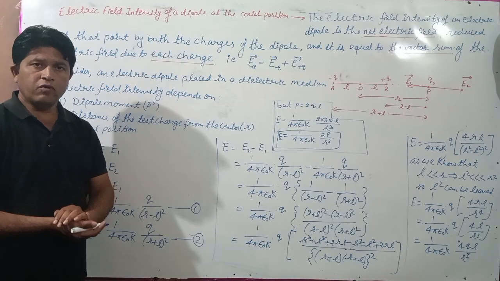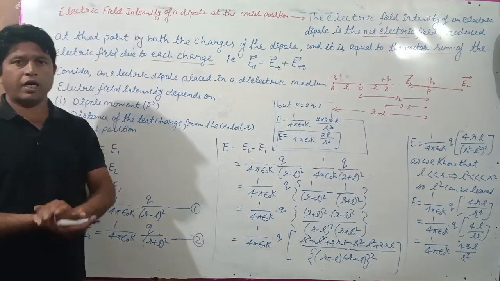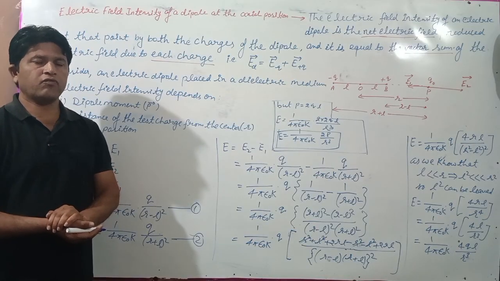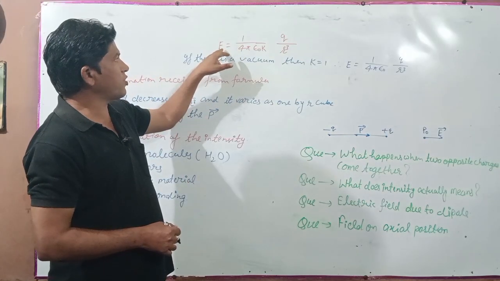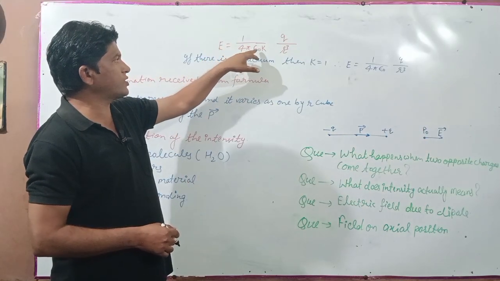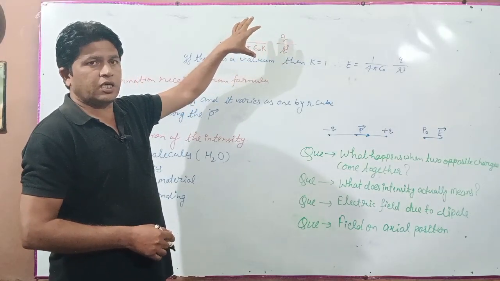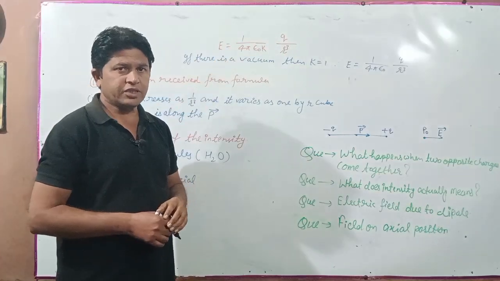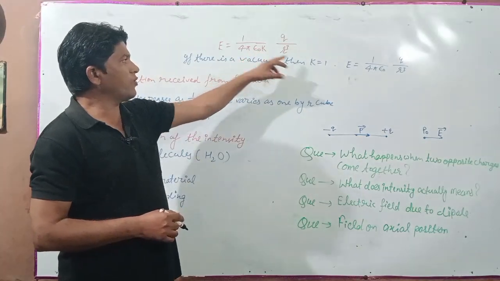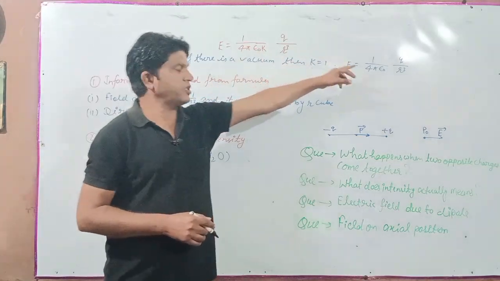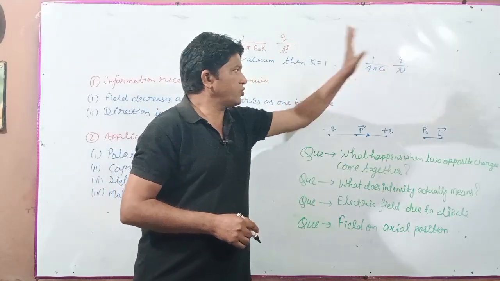Now we will further discuss the information of the intensity of a dipole and the application of the intensity of a dipole. So please note down. As you see, this formula is E equal to 1 upon 4 pi epsilon naught K 2P upon R cube. It means the electric dipole is placed in a dielectric medium. If it is placed in a vacuum, K will become 1, so this formula will become E equal to 1 upon 4 pi epsilon naught 2P upon R cube.